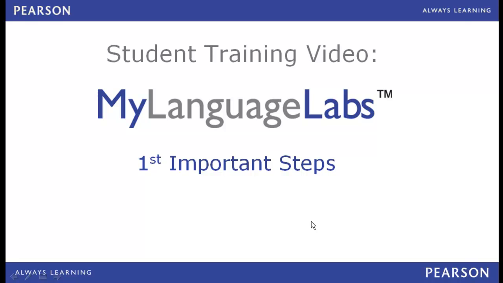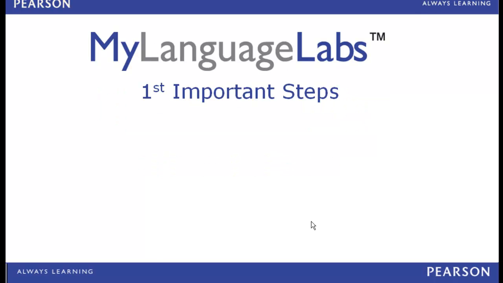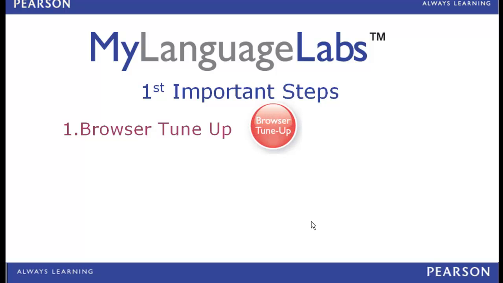Before you begin using your MyLanguageLab course, there are a few first important steps that you need to do to ensure that your course will run smoothly on your computer. First, you will need to do a browser tune-up check. This check can be found on your homepage, www.mylanguagelabs.com, and you'll need to look for a red icon called Browser Tune-Up. This red icon will also appear on your Today's View under your Getting Started, and you can access it directly from your course as well.